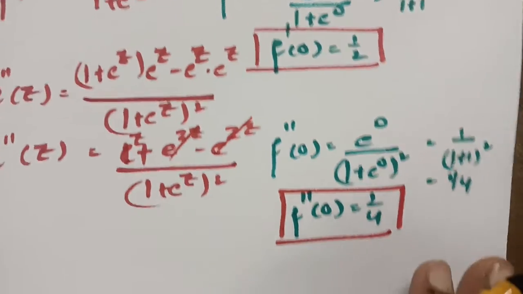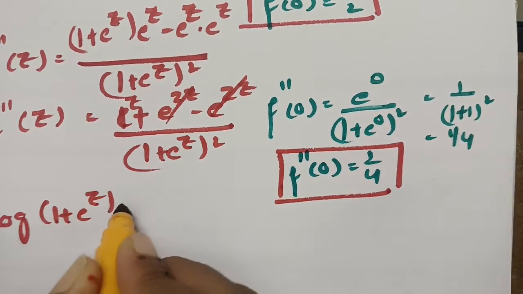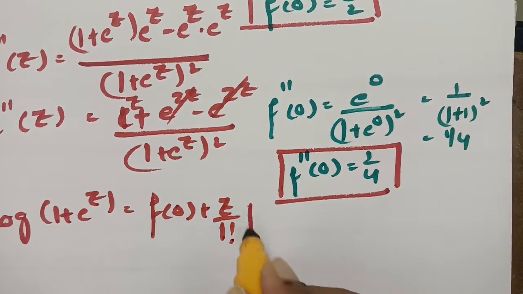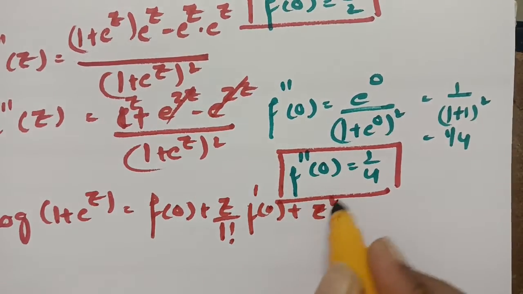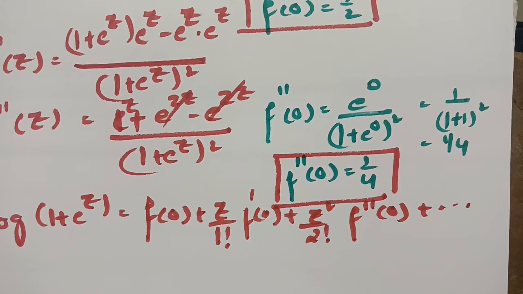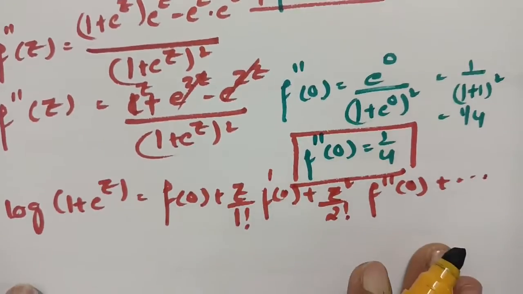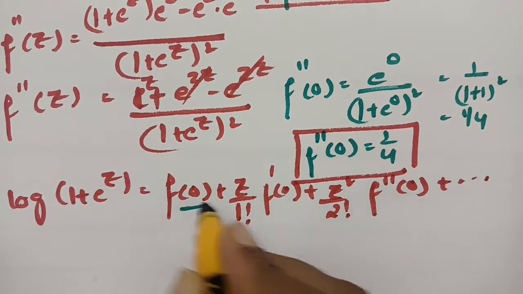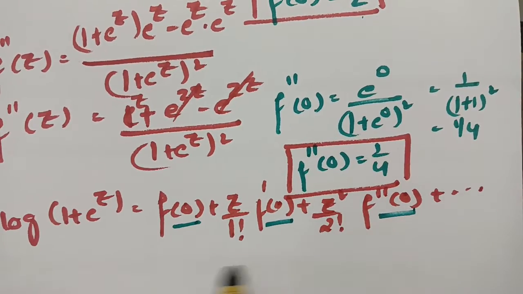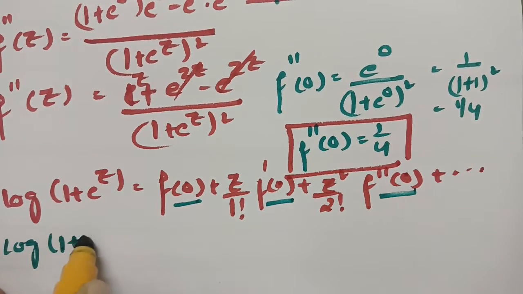And therefore, what is our Taylor series expansion? So Taylor series expansion, log of 1 plus e power z is equal to, the first thing here is f of 0 plus z by 1 factorial into f dash of 0 plus z square by 2 factorial into f double dash of 0 plus and so on. Now, if I substitute, we have f of 0 value as log 2, f dash of 0 as half and f double dash of 0 as plus 1 by 4.